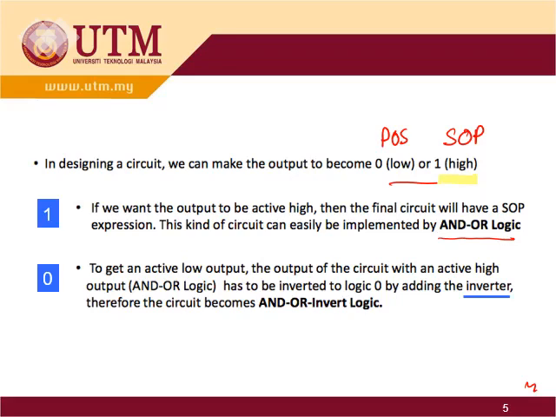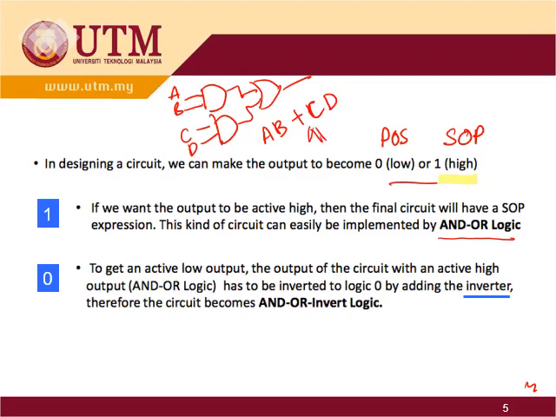How does an SOP expression look like? So we have AB, and then we have CD. Excuse my beautiful drawing. So this is AB plus CD, which is an SOP expression. We call it AND/OR because you see AND first, and then you see OR. So we call it AND/OR logic.